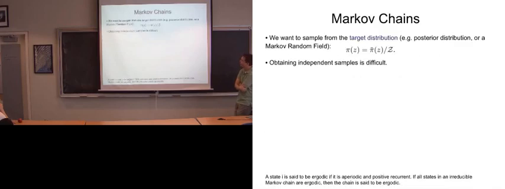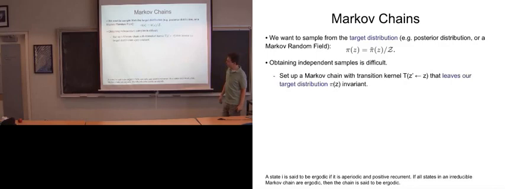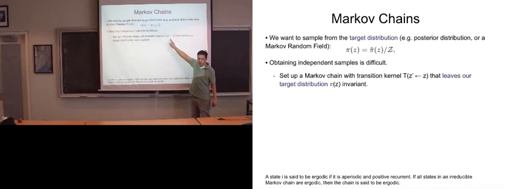So this is what we're going to do. Let's say we want to sample from some target distribution, which might be a posterior distribution in your Bayesian probabilistic matrix factorization model, or it might be a Markov random field. You want to sample from your MRF. So you define your target distribution pi to be pi tilde over z, and then, as we've seen before, obtaining independent samples is difficult, but what we can do is set up a Markov chain with transition kernel T that leaves the target distribution pi invariant. Okay?